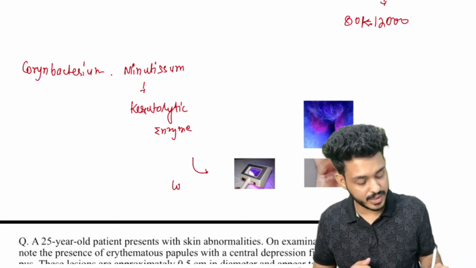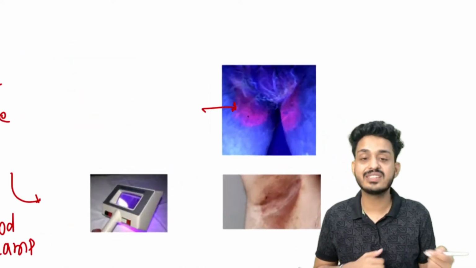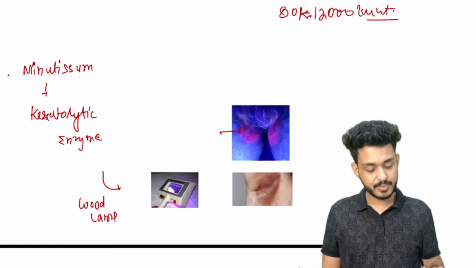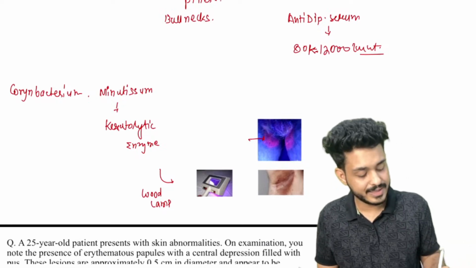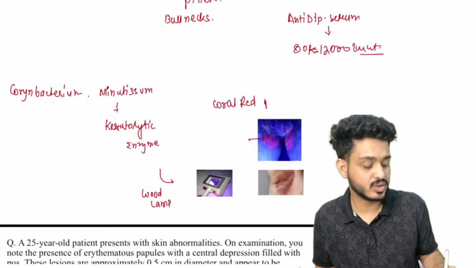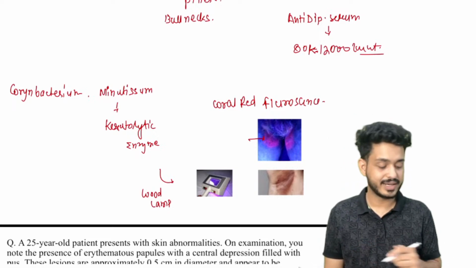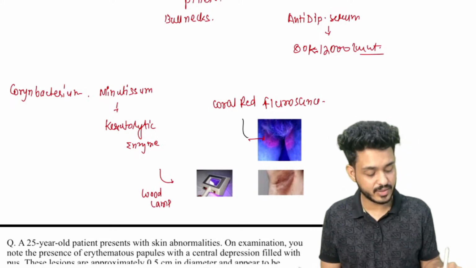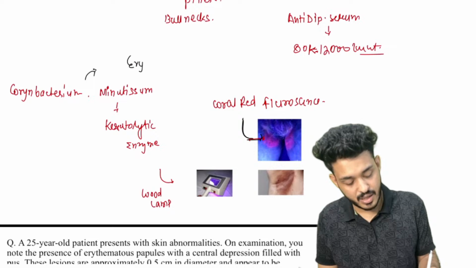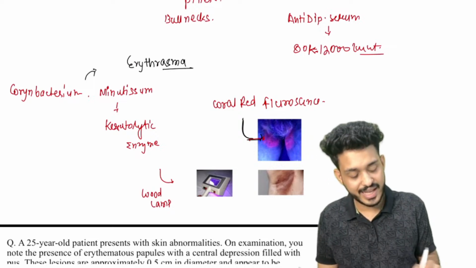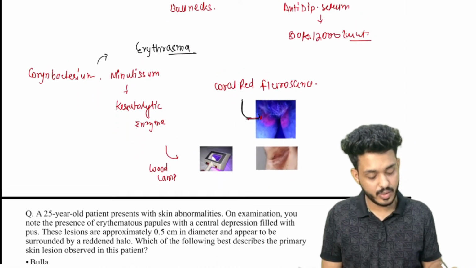When you look under the Wood's lamp, in this Wood's lamp examination, you will find this type of fluorescence. Which fluorescence is this? Try to answer. This is coral red fluorescence that you will find in this particular case. And Corynebacterium minutissimum will cause what? Erythrasma. This is the thing that you will find over here.